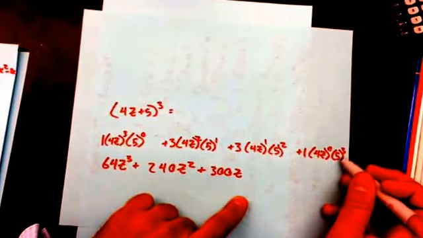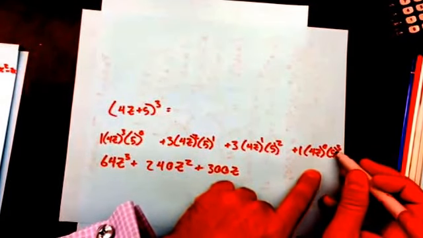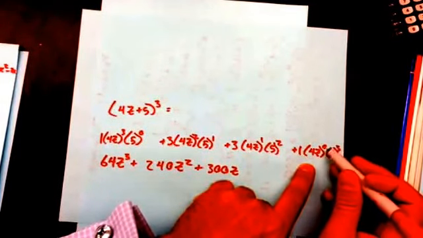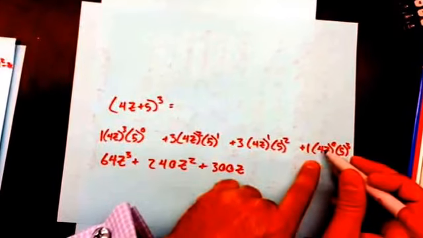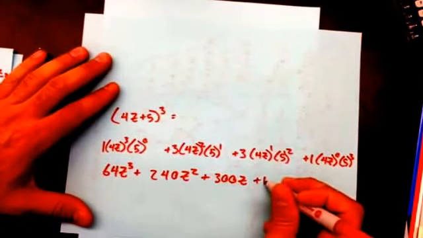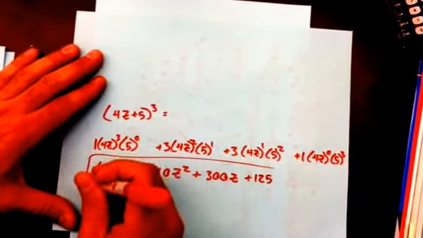It's not really. 5 to the third is 125. 4z to the 0 is 1. So 125 times 1 is still 125, times 1 is still 125. And that's your final answer.